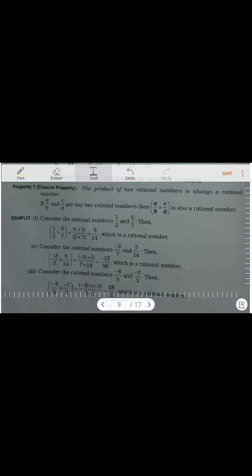So what happens, minus 4 by 5 into minus 7 by 3 is what? Minus minus becomes plus, and it is 28. And below what is there? Below is 15, which is a rational number. Okay, 5 into 3 is 15. So what happened? These all are rational numbers only. When two rational numbers are multiplied, it is a rational number only.